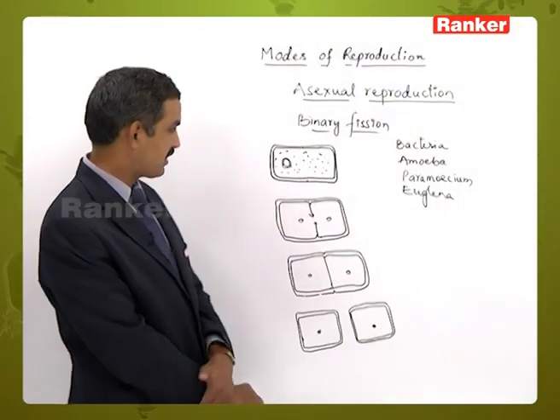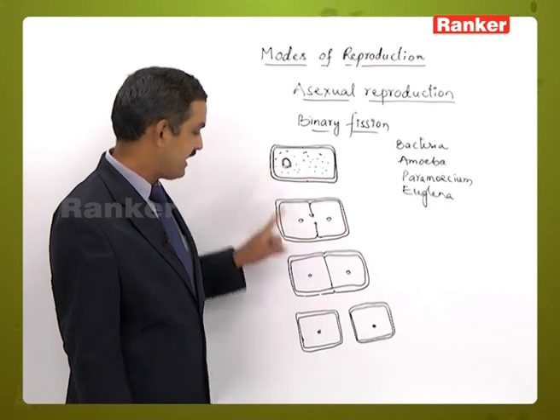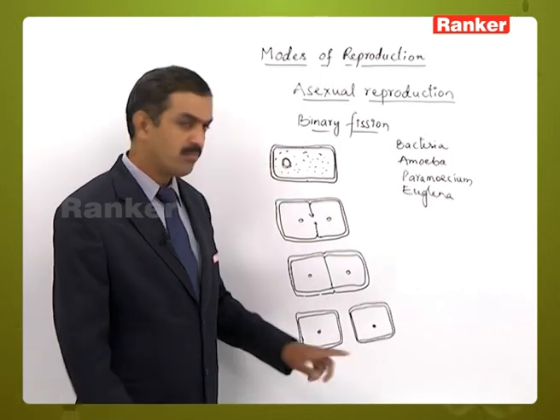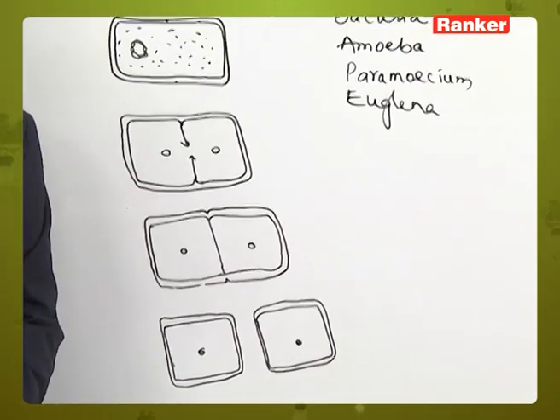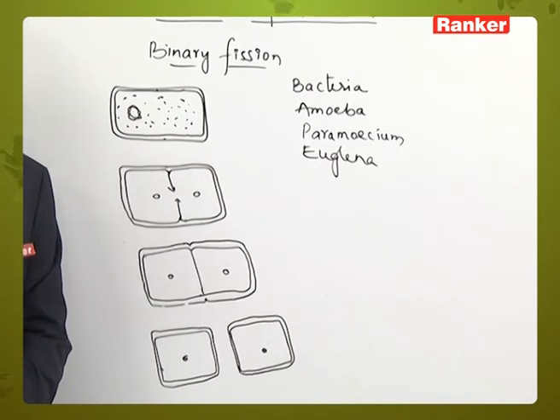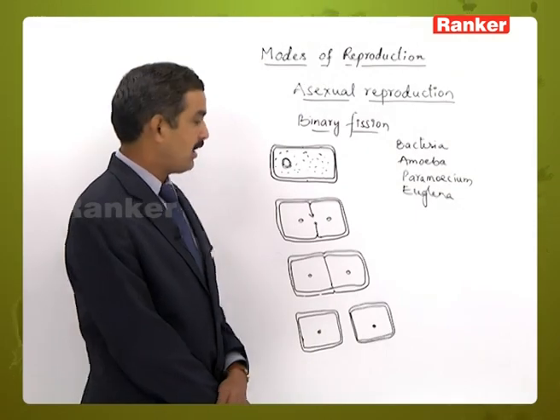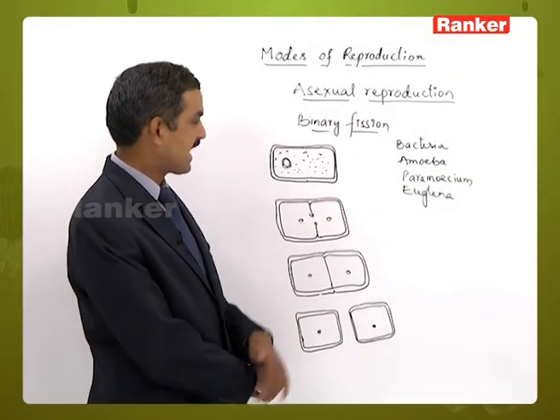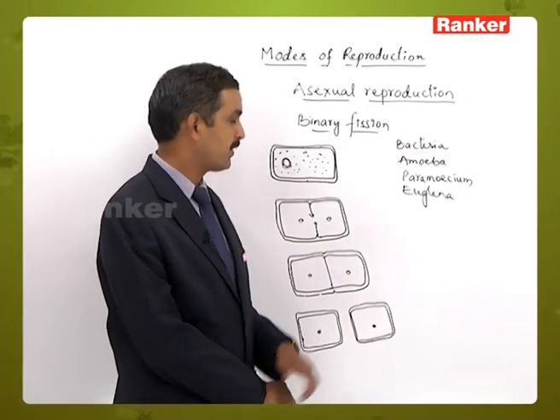So, this is a process of binary fission where the parent cell is divided by a normal process to form two daughter cells, and the two daughter cells are similar to the parent and to each other. This type of fission is called binary fission. It can be observed in examples like bacteria, amoeba, paramecium and euglena.